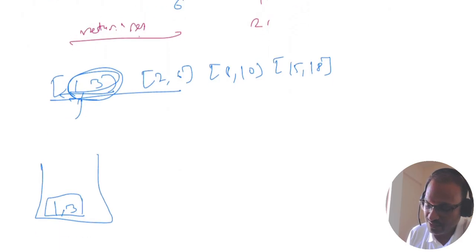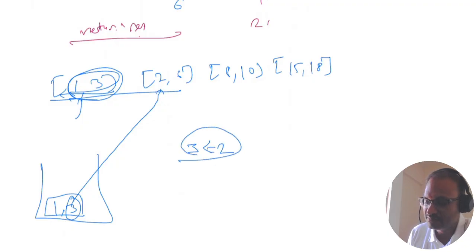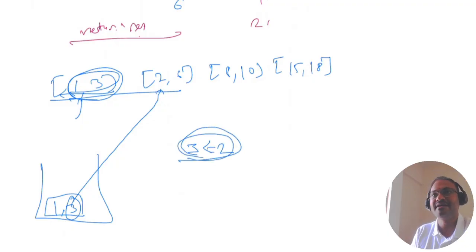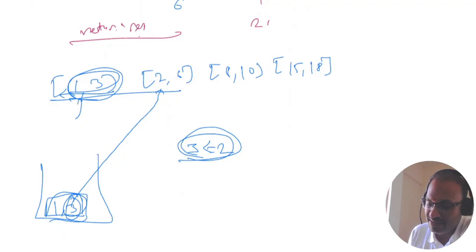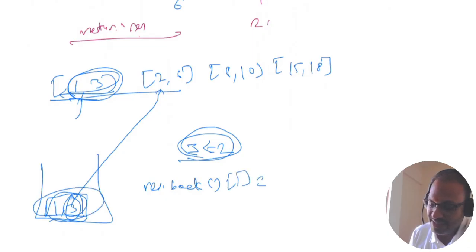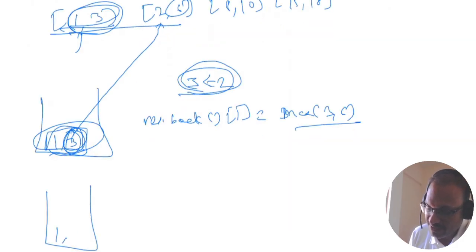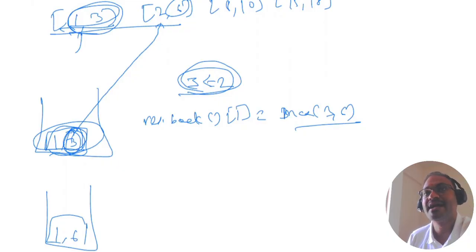In the second run I will compare this with this: if 3 is less than or equal to 2, and the condition is matching, then the result we have already inserted needs to be modified. We can easily get the last element of the inserted elements, since result dot back gives the last interval, and its end needs to be changed to the maximum of 3 and 6. So in the second run it will get replaced with 1 6.